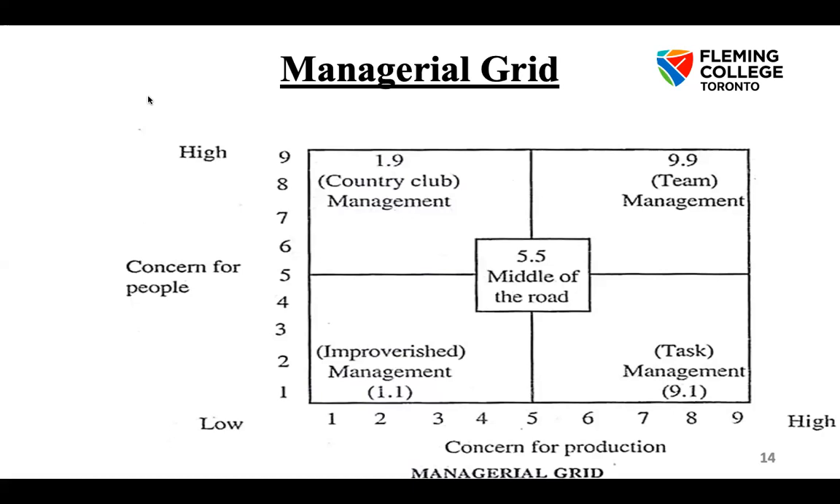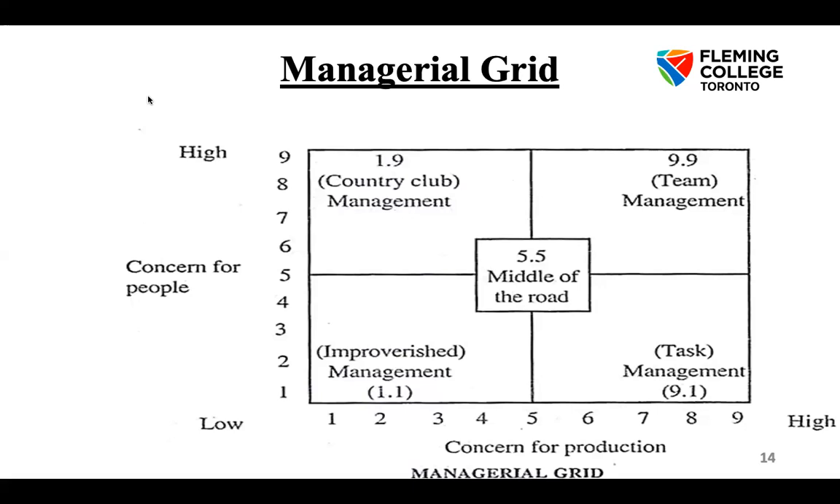Suppose you have high concern for people and low concern for production, this is country club management, like everything for people, not for the company. And if you have very low concern for people and very high concern for production, it is called 9.1, where you have task management only. You just concern about the task.